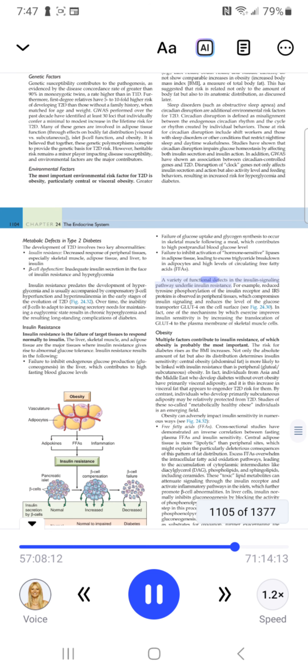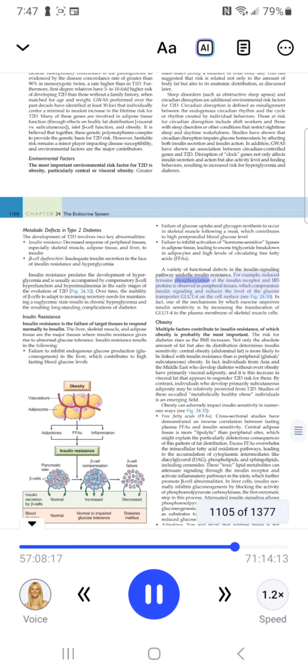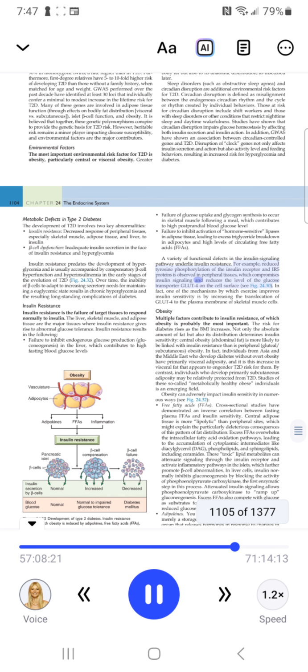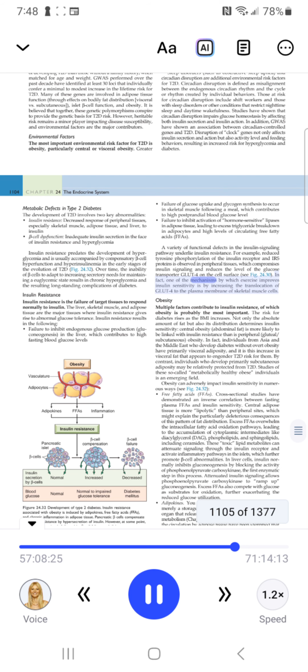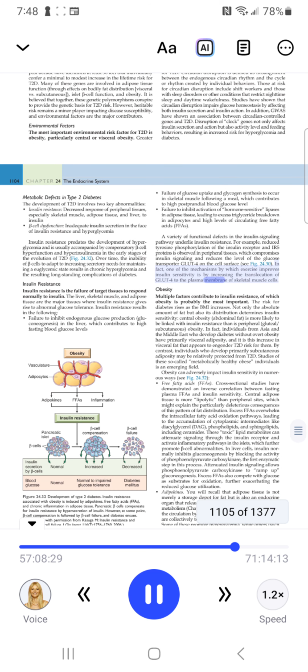A variety of functional defects in the insulin signaling pathway underlie insulin resistance. For example, reduced tyrosine phosphorylation of the insulin receptor and IRS proteins is observed in peripheral tissues, which compromises insulin signaling and reduces the level of the glucose transporter GLUT4 on the cell surface. See Figure 24.30. In fact, one of the mechanisms by which exercise improves insulin sensitivity is by increasing the translocation of GLUT4 to the plasma membrane of skeletal muscle cells.